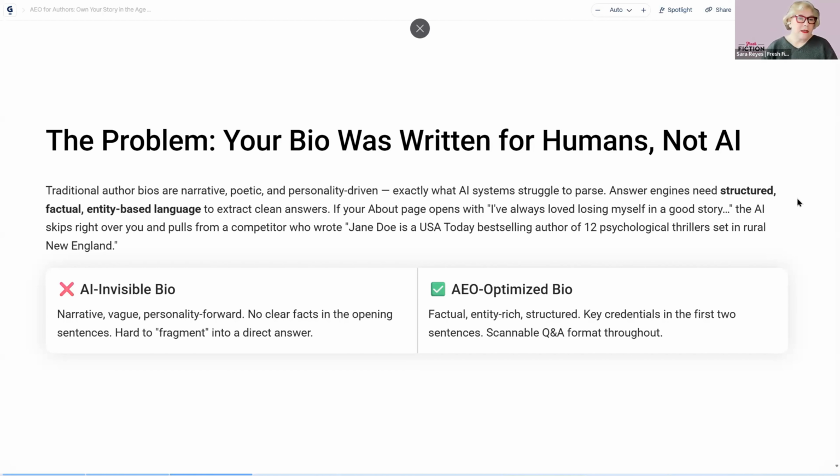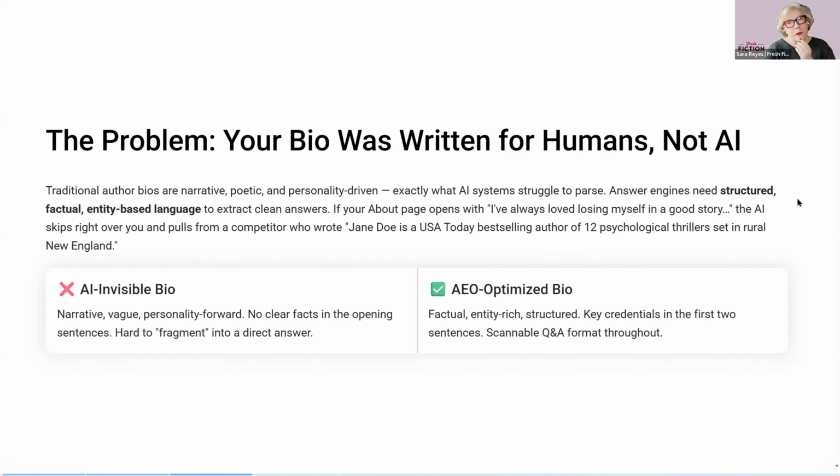Okay. So when your bio is invisible to AI, it's narrative, vague, personality forward. There are no clear facts in the opening sentences. It's hard to fragment it into a direct answer. If you have an AEO optimized bio, it's factual, entity rich, structured, and the key credentials are in the first 2 sentences. And it is a scannable Q&A kind of format throughout.